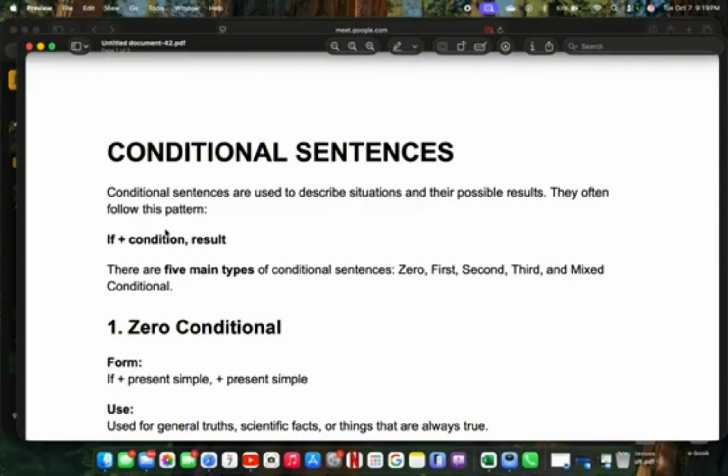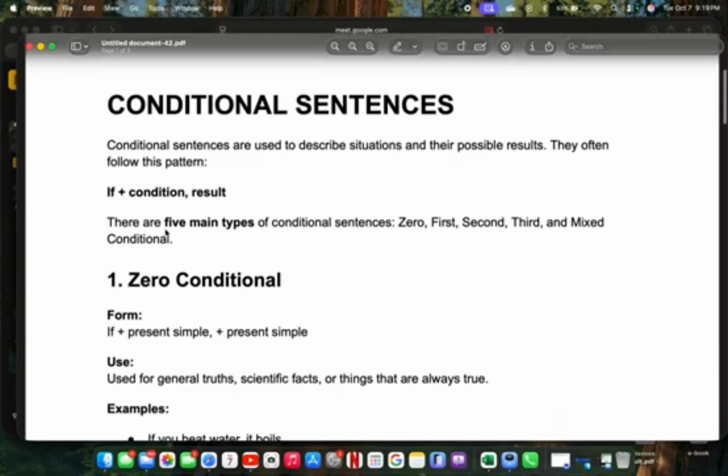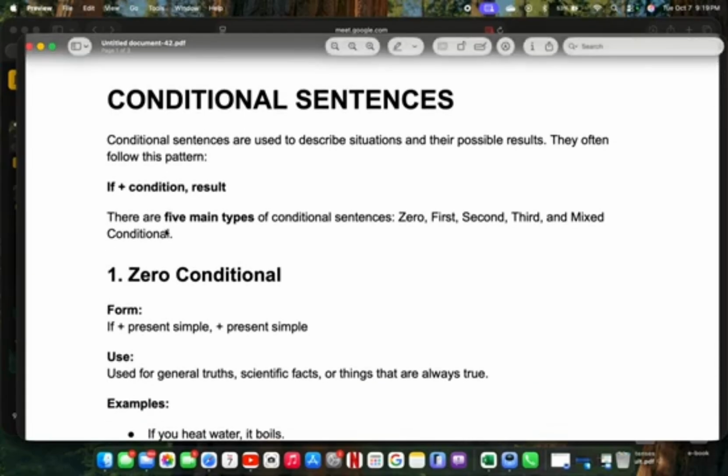Okay, so basically we have five main types of conditional sentences. We have zero, first, second, third, and also the last one we have mixed. Okay, so actually perbezaan antara semua ni dia just related dengan tenses. As you guys know, kita sebenarnya ada 12 tenses in total. Kita ada present, kita ada past, kita ada future.